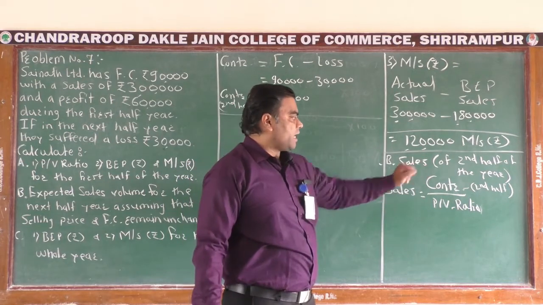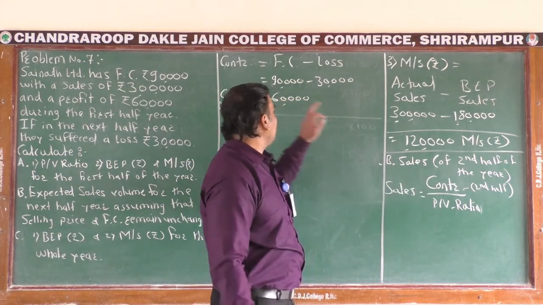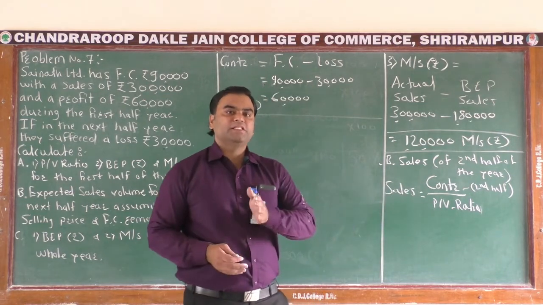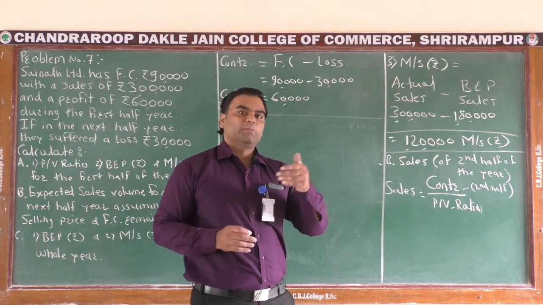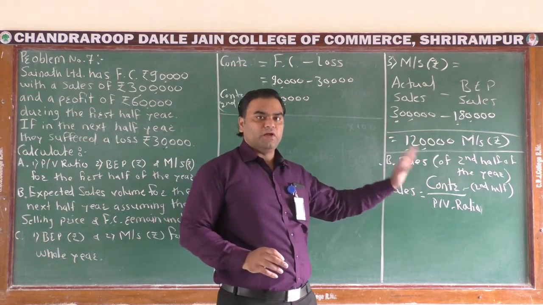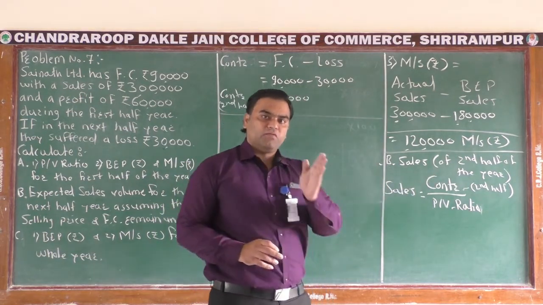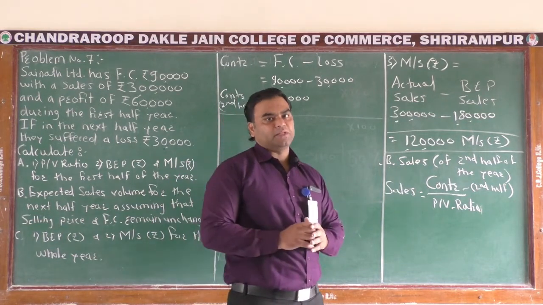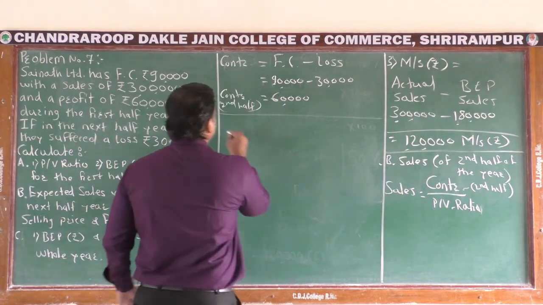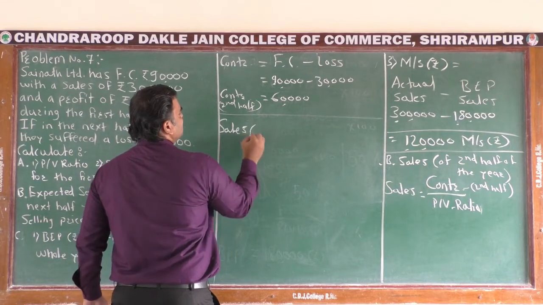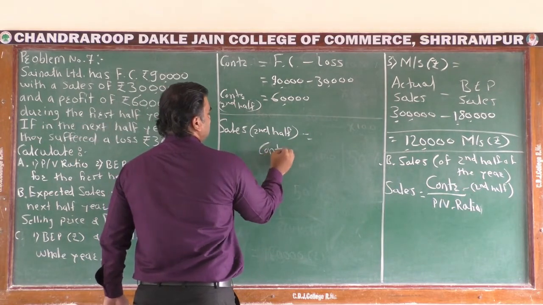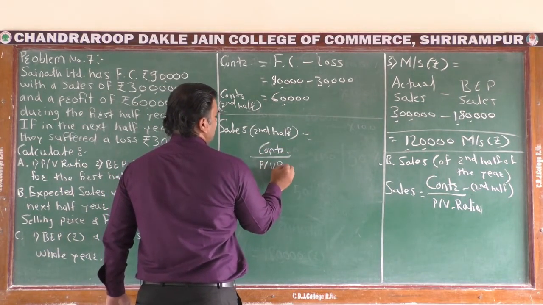So sales of the second half is equal to contribution of the second half, which is 60,000, upon PV ratio. PV ratio will remain the same whether it is the first half or second half, because per unit selling price and per unit variable cost are the same, the cost structure is the same. So PV ratio will not change. It will remain the same, which is 50%.